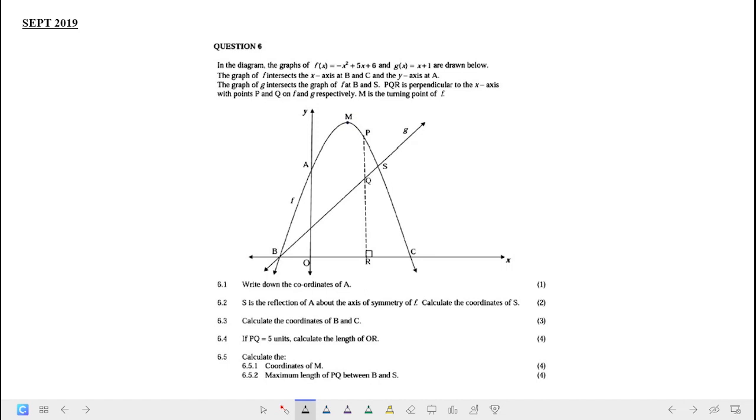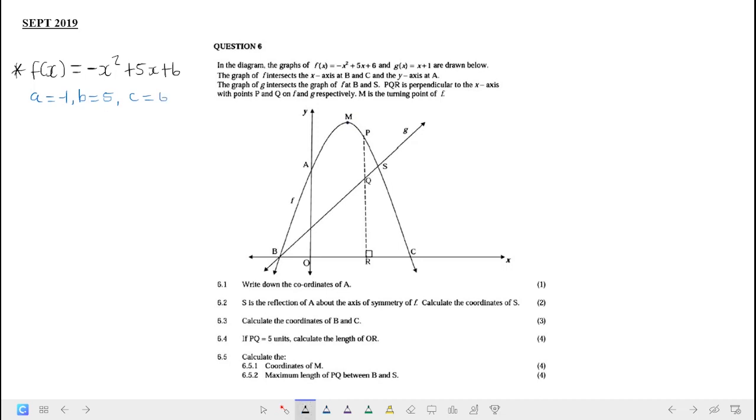Now, before we go to the question, what we're going to do first is to analyze what we are given in this statement. I want to start with f of x. We are told that it is minus x squared plus 5x plus 6. With this, I know that the value for a is minus 1, the value for b is equal to 5, and the value for c is equal to 6.